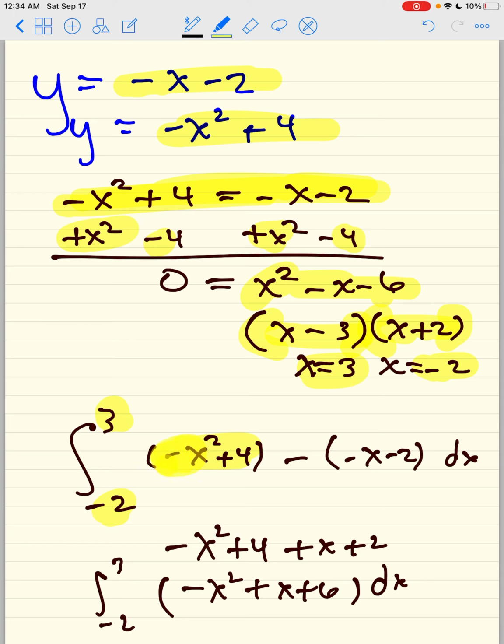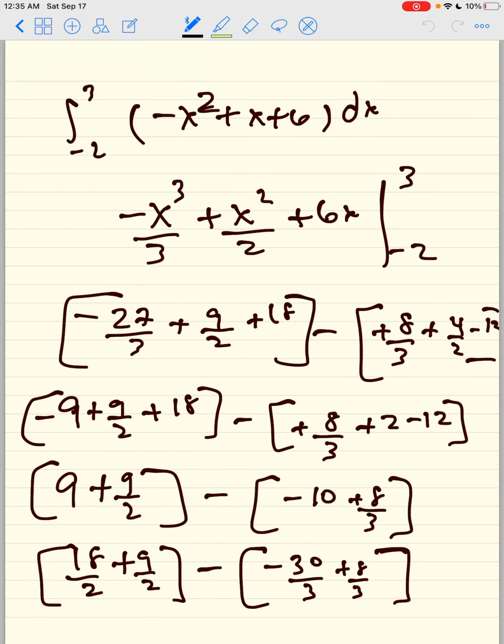Top minus bottom. Because the parabola is negative, it's going to be upside down, so it's most likely going to be on top of the line. So I did this here. I subtracted. Remind yourself that that's a positive x, positive 2. So you get this here, and then you can pause.